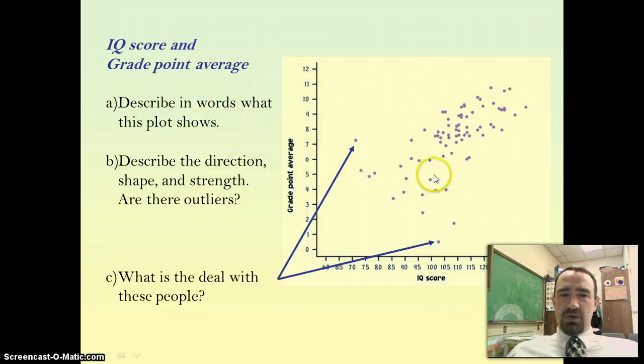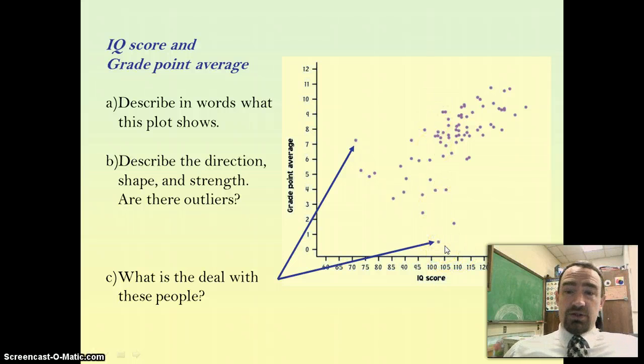Let's describe in words what this shows. This shows a relationship between IQ scores and GPAs. And it looks like a roughly linear form, although it is somewhat weaker because we've got some scatter here. But a positive direction going uphill here. And we clearly have some things going on that are not following the rest of the trend. For example, here's someone with a relatively high IQ score compared to their GPA, very low GPA for a moderate IQ score.